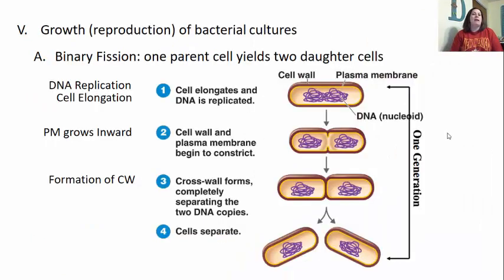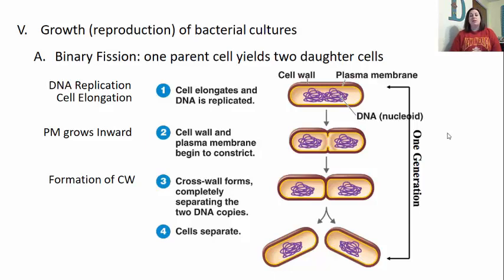So how does this bacteria grow? Remember, we're looking at its growth not as its size, but in its number. So this is actually looking more at reproduction of bacterial cultures. The reproduction of a bacterium is called binary fission because it does not contain a nucleus. This is where one parent cell divides and yields 2 daughter cells. These daughter cells are going to be genetically the same.